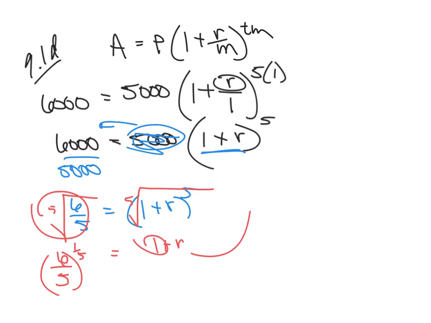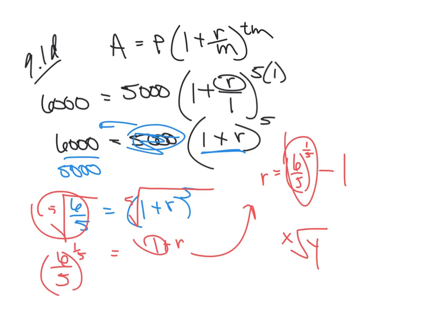Subtract 1 from both sides. Let's put that up there. R equals 6/5 to the 1/5 power minus 1. Okay, so this is where I get my calculator, and I end up using the key that looks like this. I think it looks like this. Maybe the X and Y are flipped around. But that allows you to put a 5 in here for your index and 6 divided by 5 here, and that will give you the fifth root of 6/5.